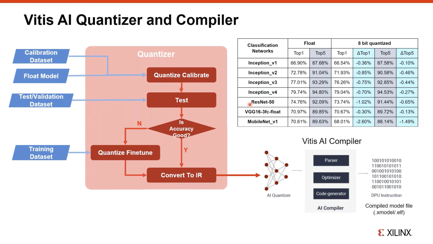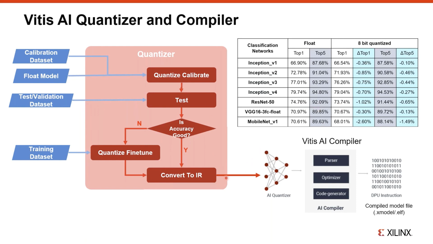If I take an example here, ResNet 50, the top one floating point was 74.76 accuracy. On the 8-bit quantized, we've got 73.74. So we've lost about 1% accuracy when we move from floating point to quantized. I could possibly fine tune that and recover it, but generally for most applications, losing 1% is usually acceptable.